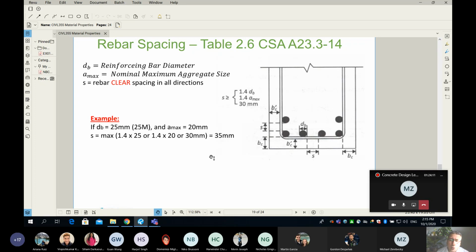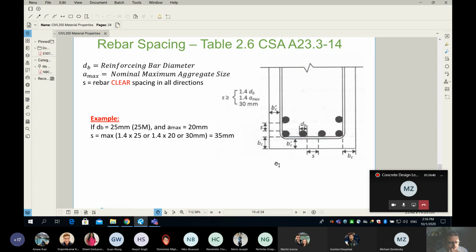Okay, now, which means when I place my rebar in a beam, I have to make sure to maintain a minimum of 35 millimeter. Otherwise, I will be in trouble. Okay, guys, this equation here, or this spacing here, will really dictate the width of your beam. And sometimes the width of your beam will dictate the layout of your rebar.